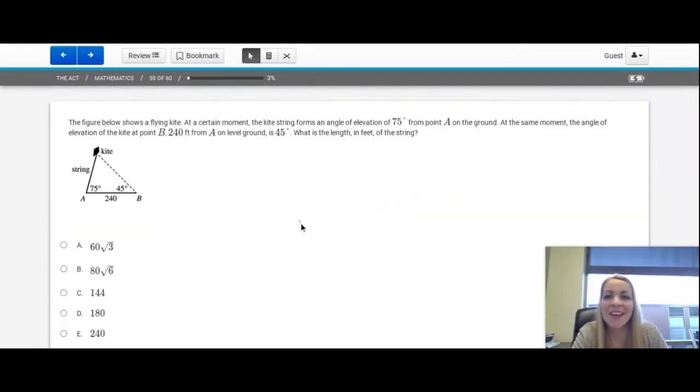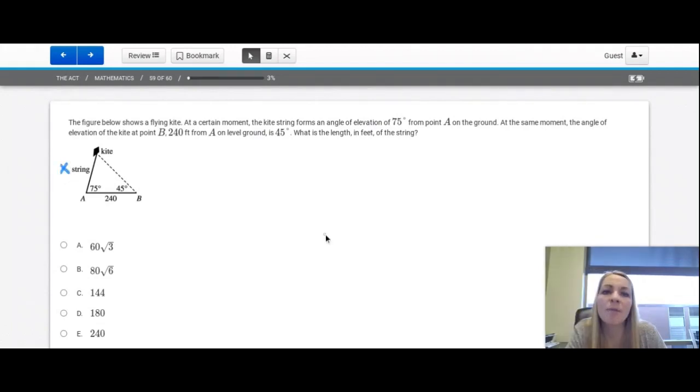Question number 59. The figure below shows a flying kite. At a certain moment, the kite string forms an angle of elevation of 75 degrees from point A on the ground. At the same moment, the angle of elevation of the kite at point B, 240 feet from A on level ground, is 45 degrees. What is the length in feet of the string? So this right here, I'm going to call X, is our goal.